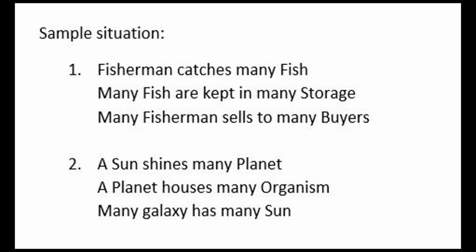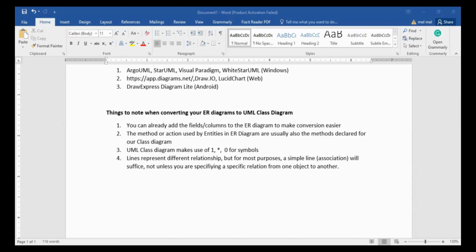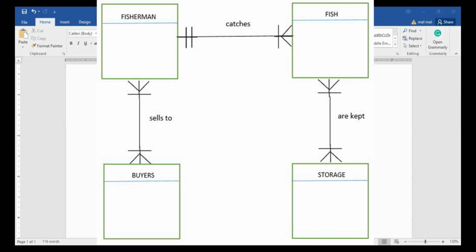Now, the first example is fisherman catches many fish. So for fisherman, we are pertaining to only one fisherman. So the symbol is one. So we are using crow's foot. Catches one or many fish. Take note and always remember, if you have a plurality of many in crow's foot, we still draw the symbol one. Okay, this one is always required. Okay, so you cannot have a single symbol.